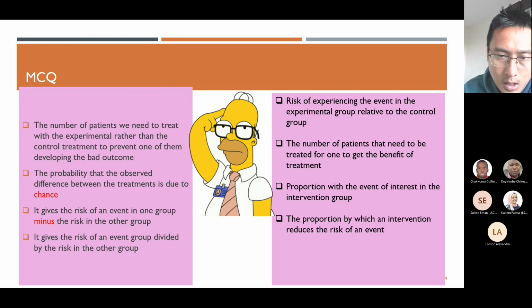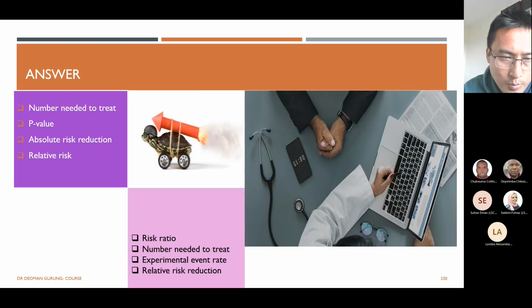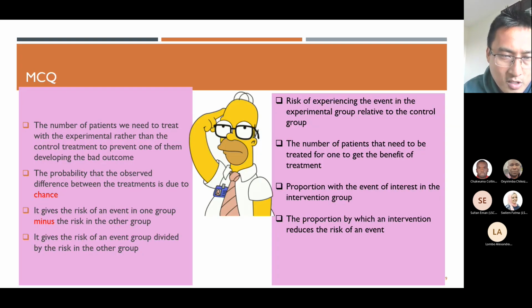This is the same question. The proportion with the event of interest in the intervention group. EER. Okay, proportion of the event in intervention. Let us skip this one. I think that's the same question framed in a different way. So the only thing we didn't get is the p-value. The definition is the probability that the observed difference between the treatment is due to chance. Anything probability with chance is p-value.